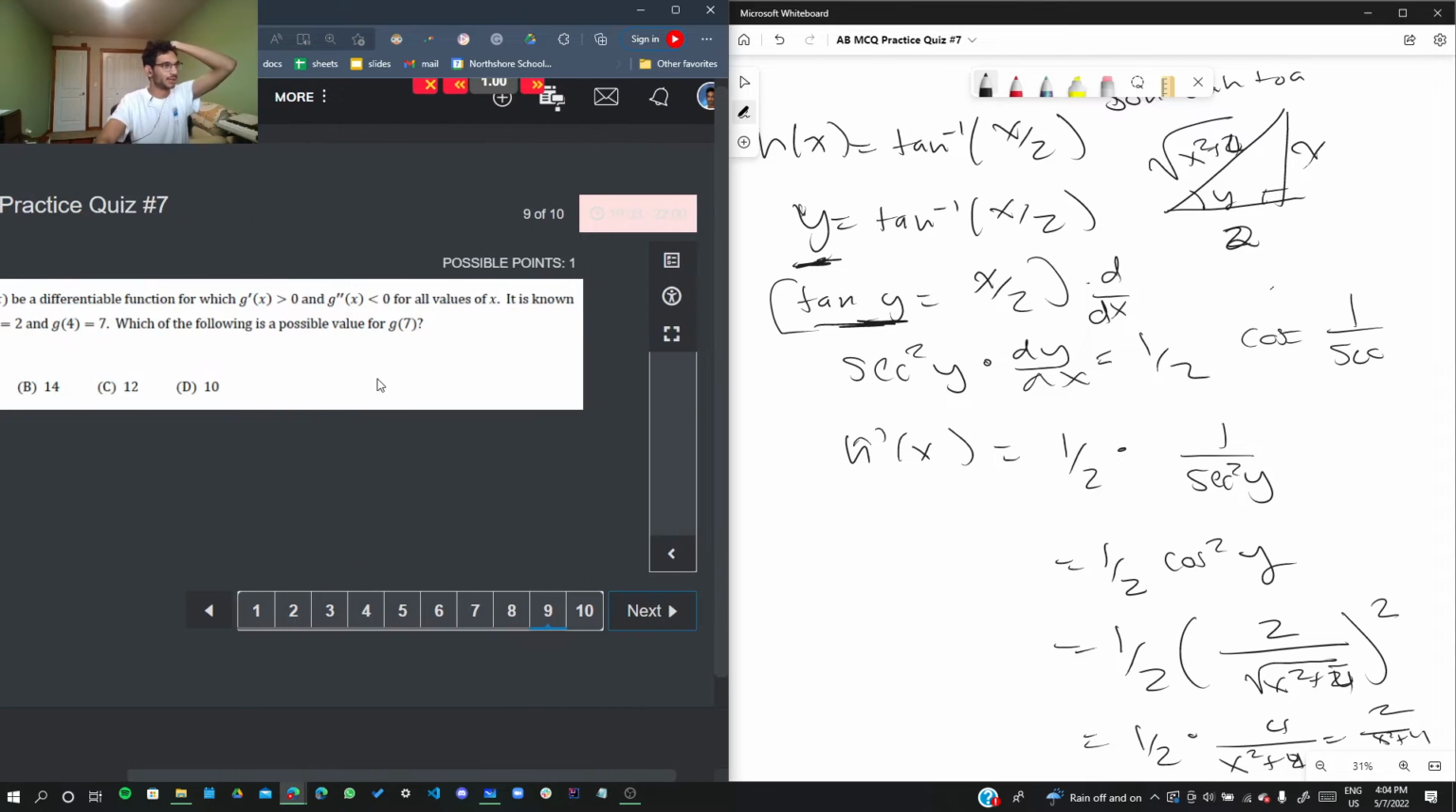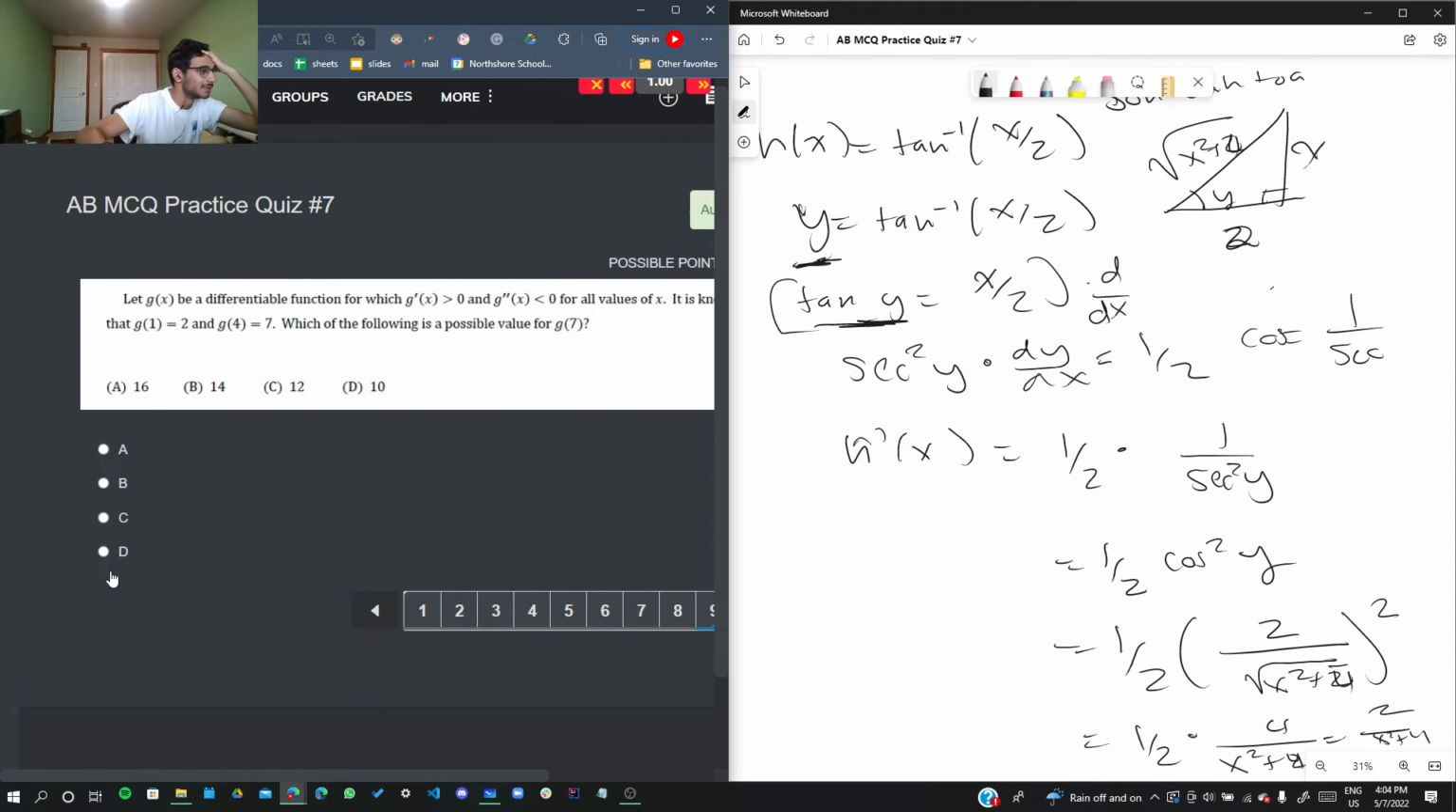Fortunately, I've done this question before, so I'm just going to skip on. It's basically saying G prime is greater than 0, G double prime is less than 0. G prime greater than 0 means that G is increasing, and G double prime less than 0 means that it's concave down. So it's going to have some sort of shape like this.